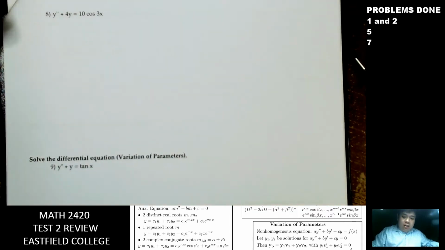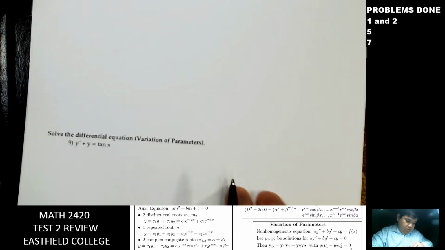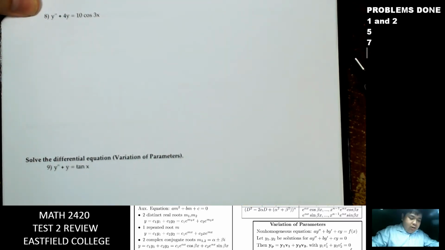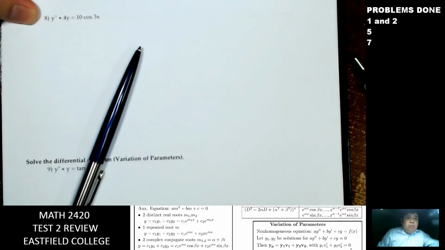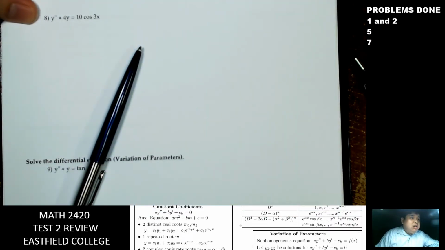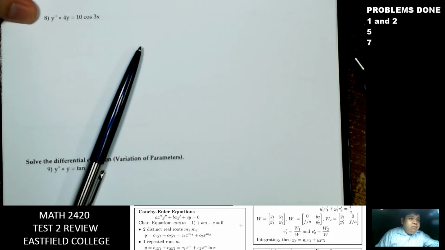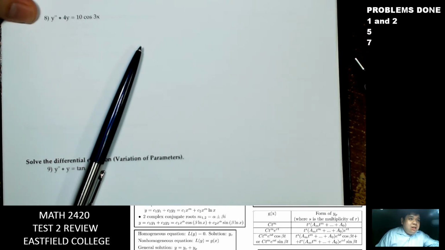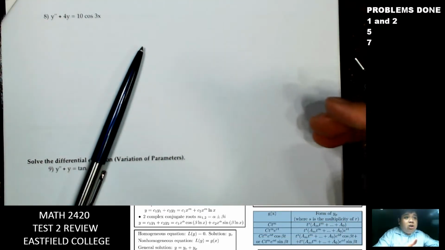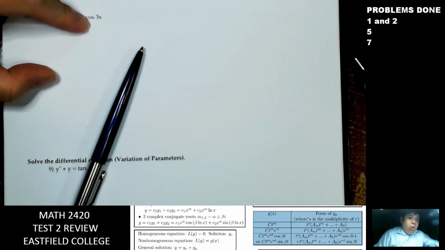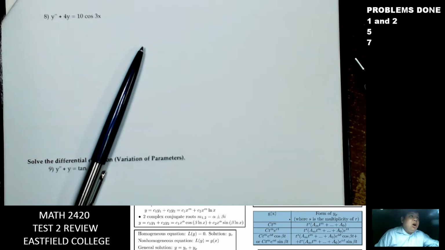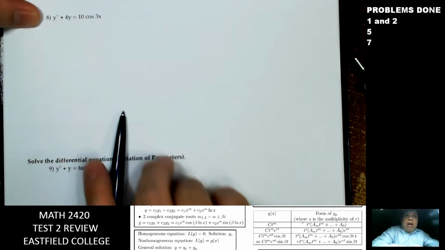Number 8. Right. So, by the way, if we have to guess the particular solution, this table pretty much tells us what kind of input function on the left hand side will give a particular solution accordingly. So pretty much that. Right. I'll do 8 as well.